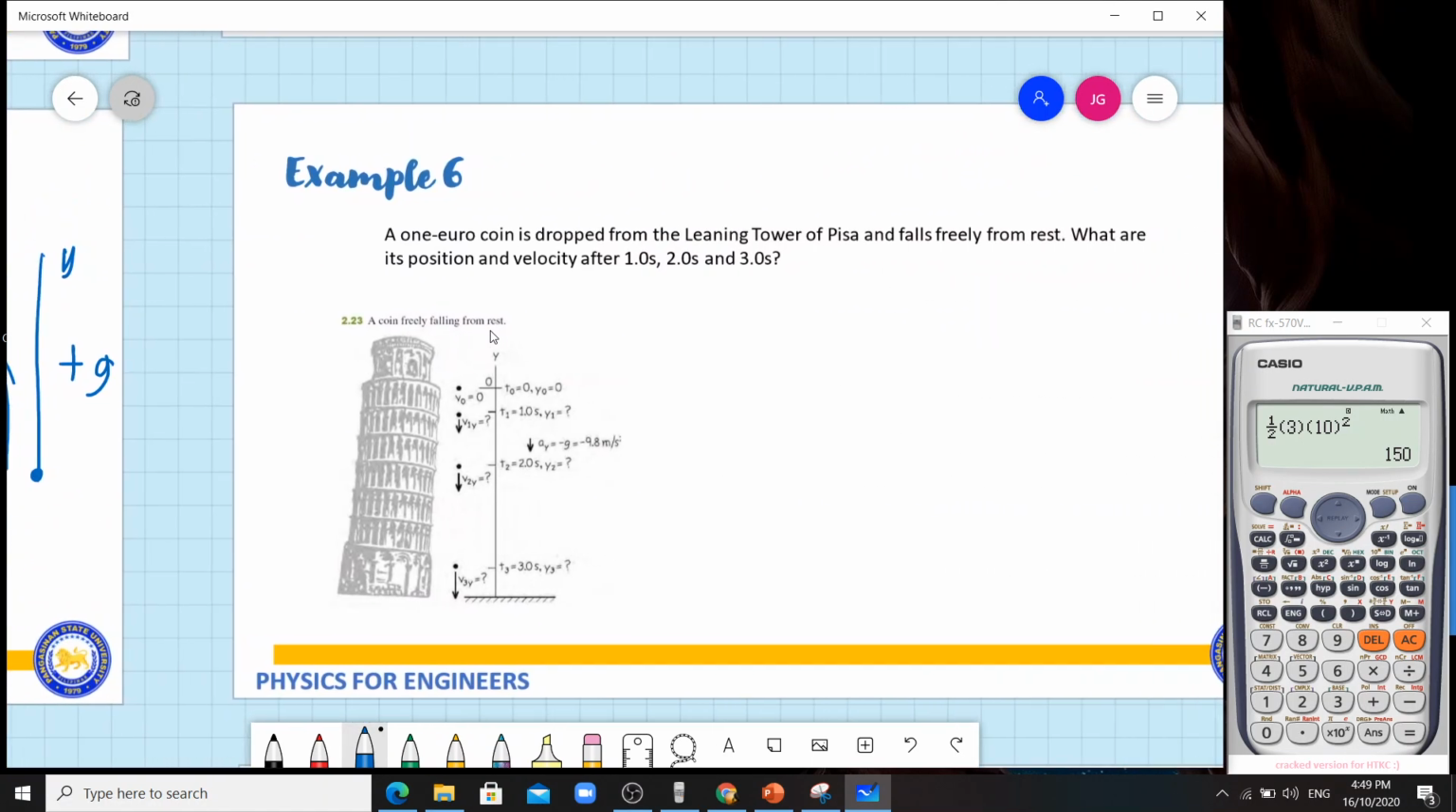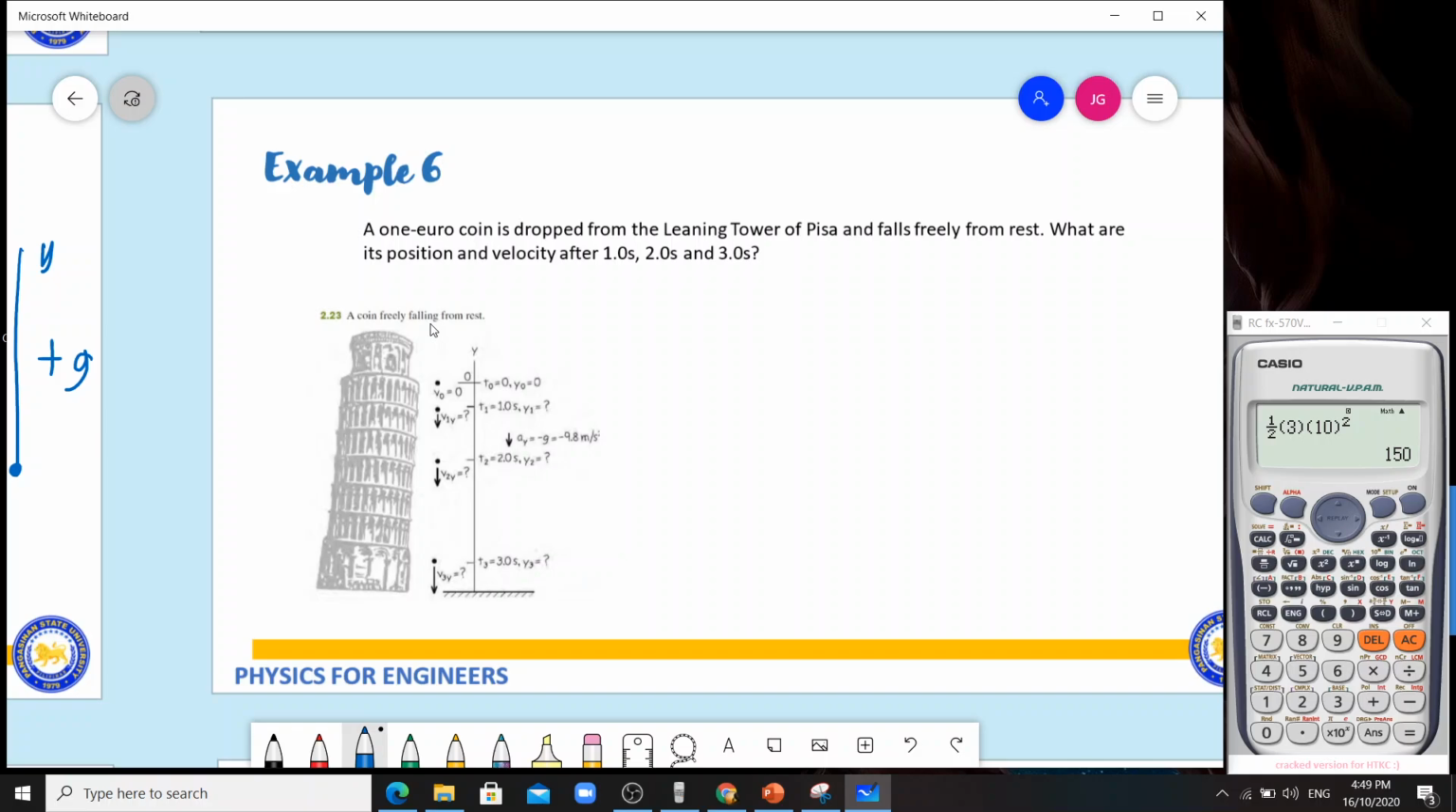Example number 6: a 1 euro coin is dropped from the Leaning Tower of Pisa and falls freely from rest. Okay? What are its position and velocity after 1 second, 2 seconds, and 3 seconds? We are looking for the position y and the velocity.